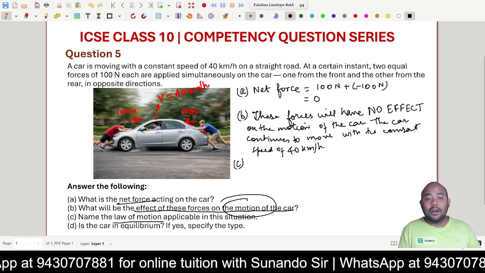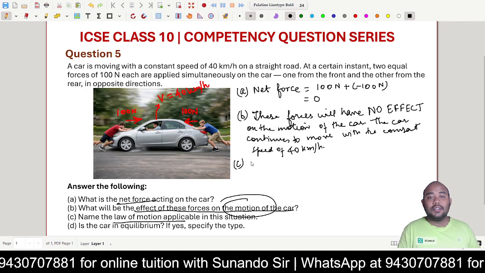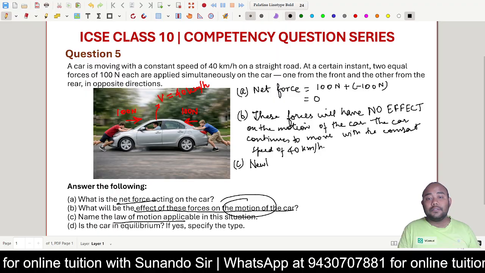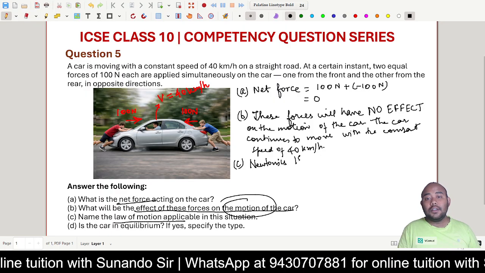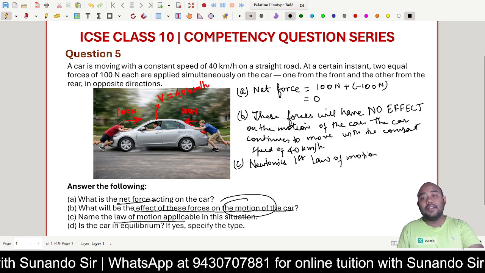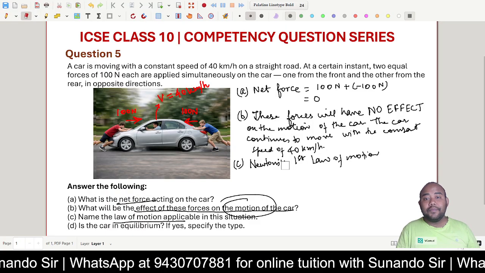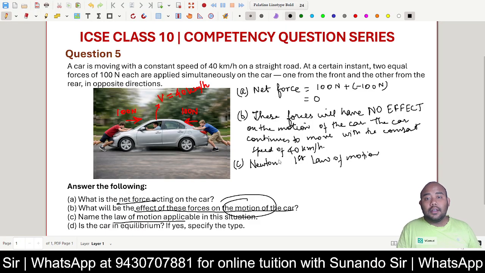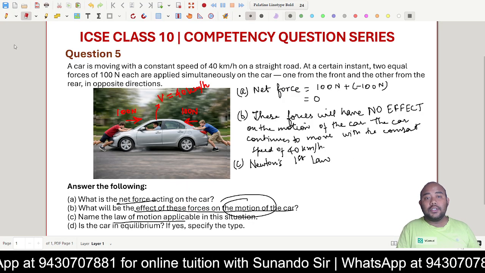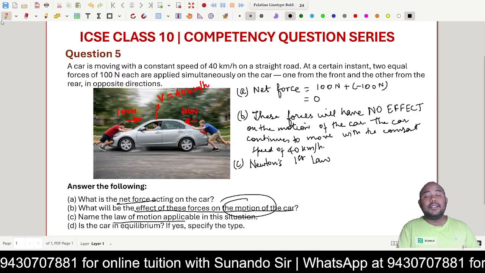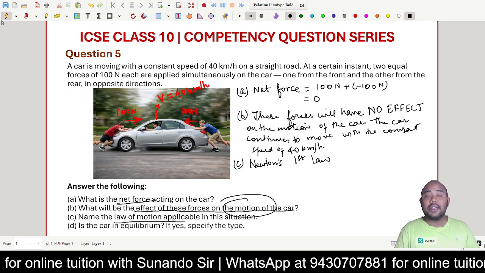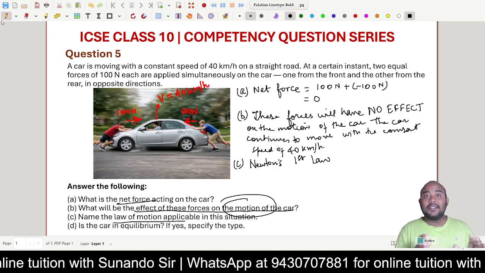Now name the law of motion applicable in this situation. That is, which law? In class 9th you must have studied Newton's first law of motion. Now what does that say? Do you remember what it says? It says that when a body is in a state of rest or in a state of motion, it continues to be in the same state of motion or rest unless and until an external force is applied on it.